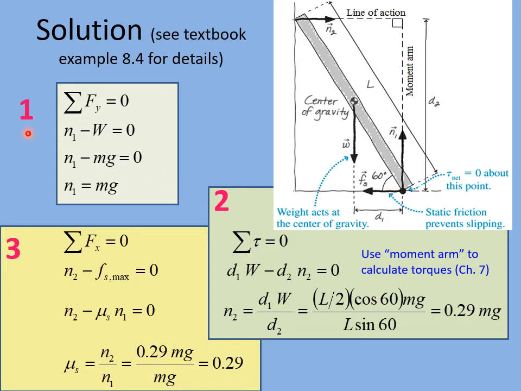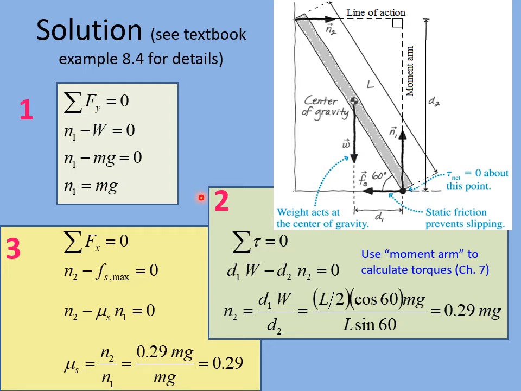So the first step is we can find out what N1, this normal force here, is. You notice in this picture, the only two vertical forces are the weight down and normal force 1 pointing up. So since this is an equilibrium, those two forces have to add to 0. In other words, normal force 1 is just equal to the mass of the ladder times g, which is just the weight of the ladder here.